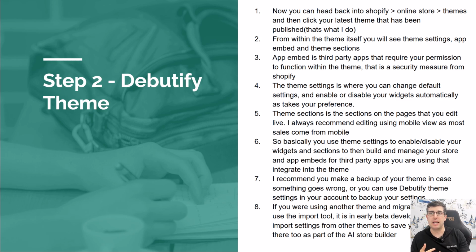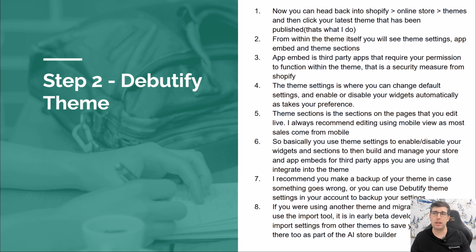App embed is for third-party apps that require your permission. So let's say you're running Klaviyo or Loyalty Lion, just a couple of apps off the top of my head. A number of them have widgets, and the way Shopify has the architecture, you have to enable them for that widget to work. So even for the Debutify reviews, you have to enable that widget for it to then show the review widget on the website. It's a security measure that these apps have to adhere to, because that's just the way Shopify does it for transparency, control, and security for all their merchants. App embed, I've explained that.